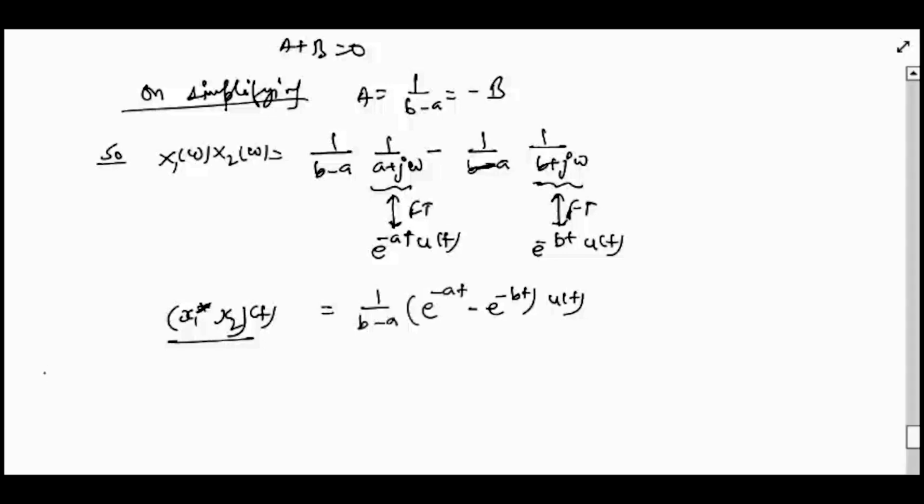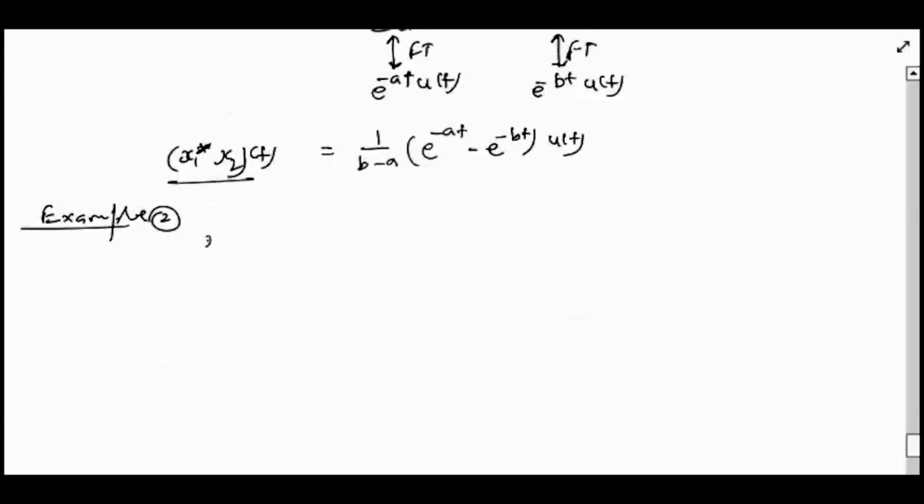Let's see another example. I again take x(t) to be e to the minus at ut, where a is positive. Now I am interested in the convolution of x with itself. We see that we cannot use the partial fraction expansion used above. However, I can use the convolution property along with the derivative property to compute this convolution.